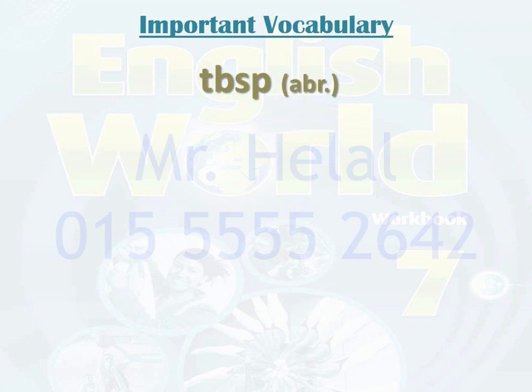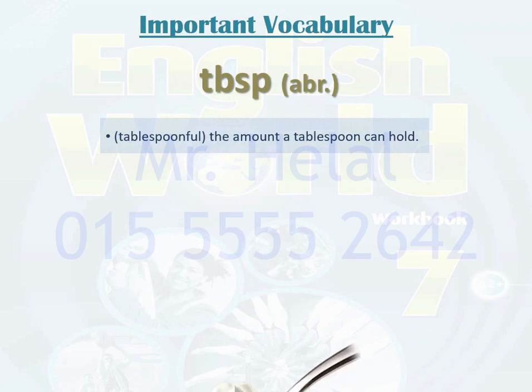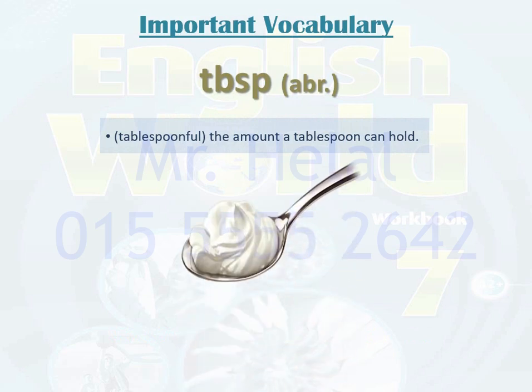Tablespoonful. Tablespoonful الابريفيشن بتاعها TBSP. Tablespoonful is the amount a tablespoon can hold. الكمية أو المقدار اللي المعلقة الكبيرة بتاعت اللي احنا بنستخدمها في الأكل، المقدار اللي المعلقة الكبيرة بتقدر تشيله. Example: Add a little thyme and 3 tablespoonful of chopped fresh parsley. يعني أضف قليل من الزعتر و3 معالق كبيرة من البقدونس الطازج المقطع.